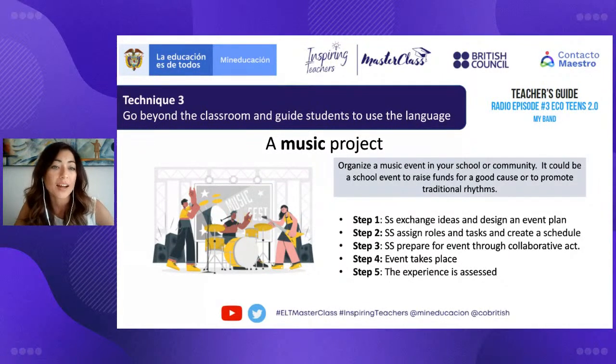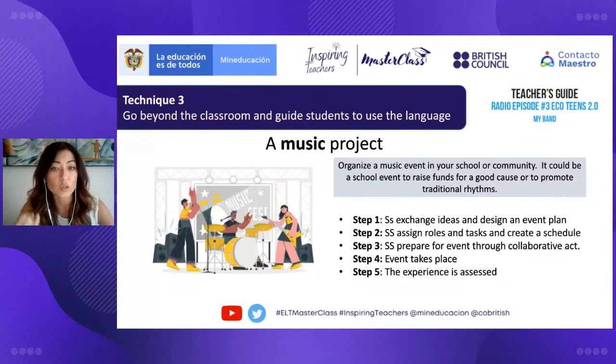And here, an example that we have included is to organize a music event in your school or in your community. It could be a school event to raise funds, for example, for a good cause, or to promote traditional music or traditional rhythms. And also something important is to give the students a rubric, and also give students an objective, a goal, right? And some steps that explain our expectations from them, right?